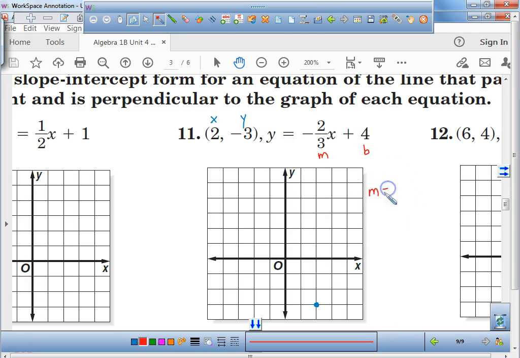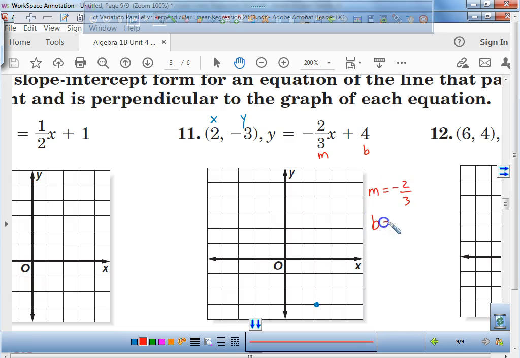What's our slope? Negative 2/3. What's the y-intercept? 4. Very good. Let's plot it. Go up 1, 2, 3, 4. Put a point. Go down 2 over 3. Down 2 over 3. Put it right about there.